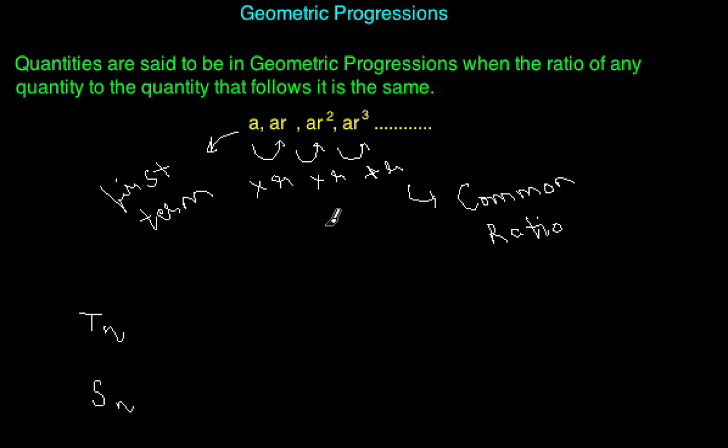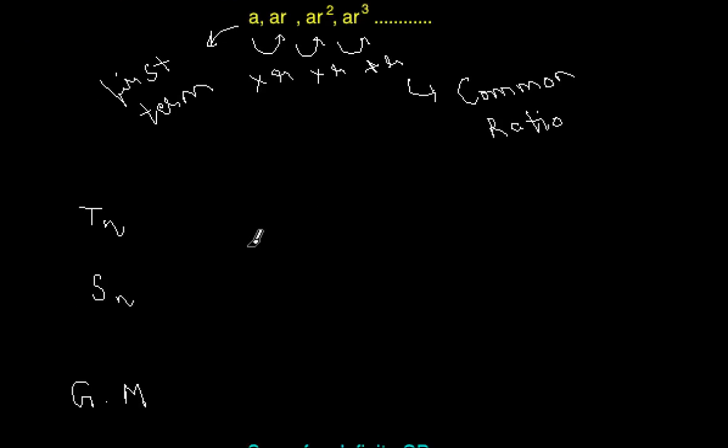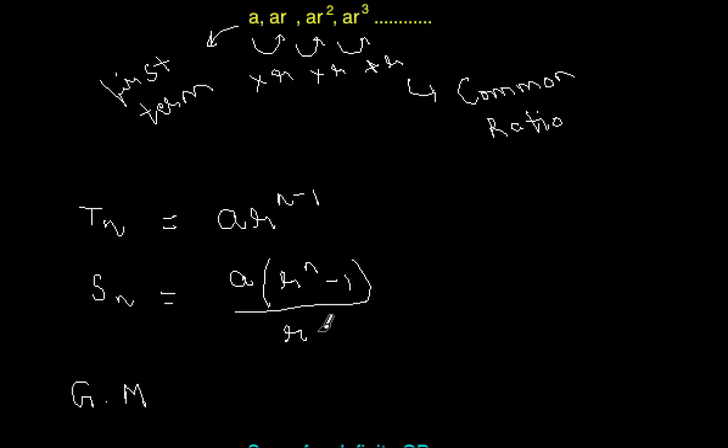Okay, so in the last lecture we looked at geometric progressions and a few of the formulas for the same. We found how to find the nth term of a geometric progression, using the formula a r raised to power n minus 1. For the sum of n terms, we used a into r raised to power n minus 1 upon r minus 1. Then for the geometric mean, it is the nth root of the product of n terms of the GP.